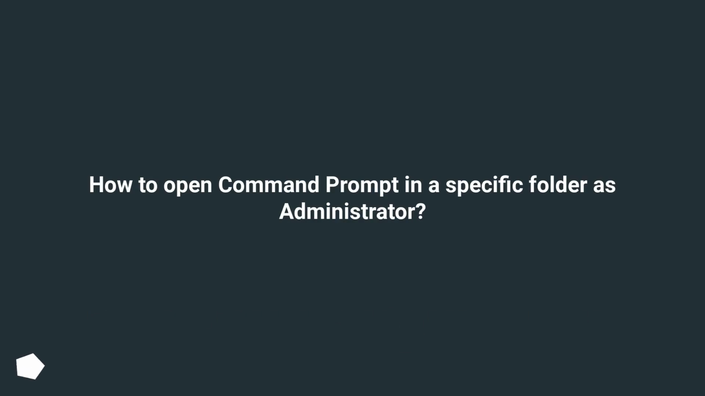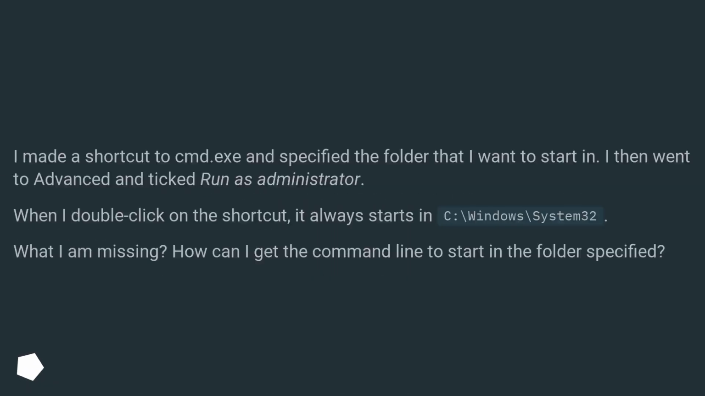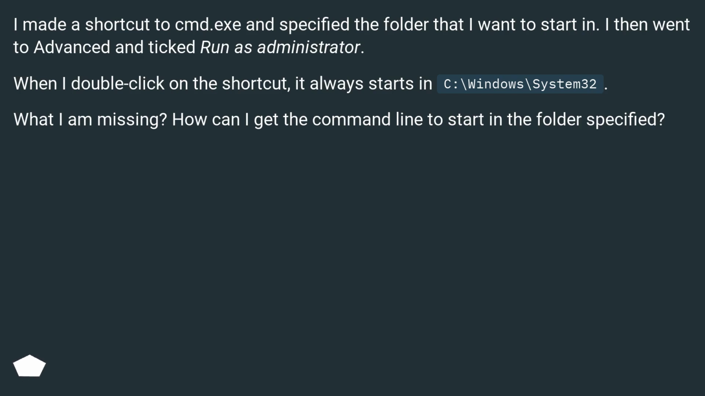How to open command prompt in a specific folder as administrator? I made a shortcut to cmd.exe and specified the folder that I want to start in. I then went to Advanced and ticked Run as administrator. When I double-click on the shortcut, it always starts in the wrong folder. What am I missing? How can I get the command line to start in the folder specified?